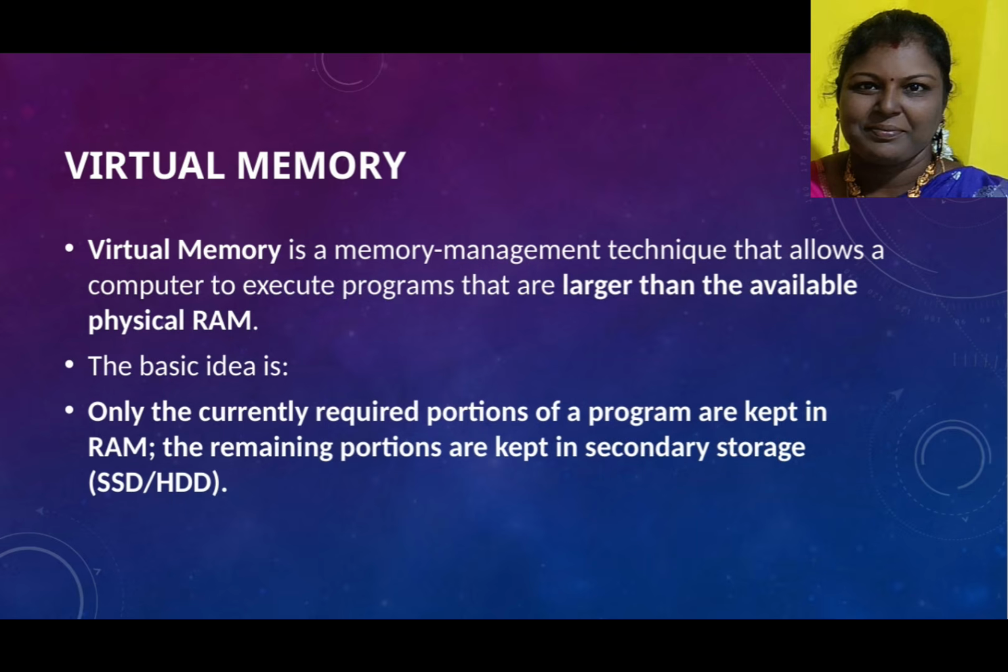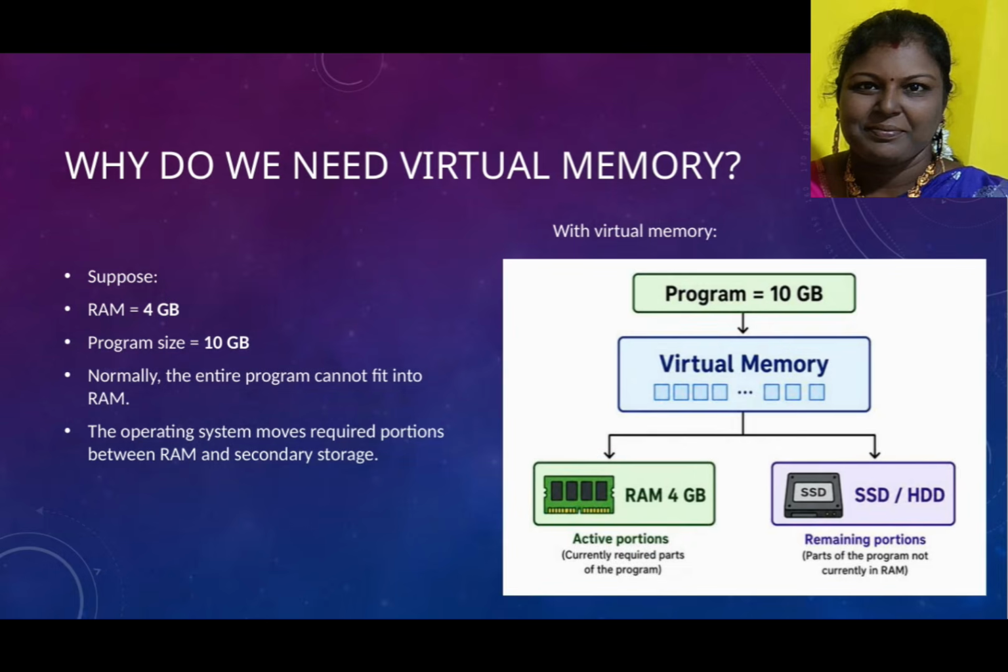Let's talk about virtual memory. Imagine you have just 4 gigabytes of RAM, but your program needs 10. Clearly, it won't fit all at once. That's where virtual memory steps in. The operating system swaps pieces of the program in and out of RAM, using secondary storage to hold the rest. This lets us run programs larger than the physical memory available, making our computers more flexible and powerful. So, why do we need virtual memory? Because it breaks the limits of physical RAM.